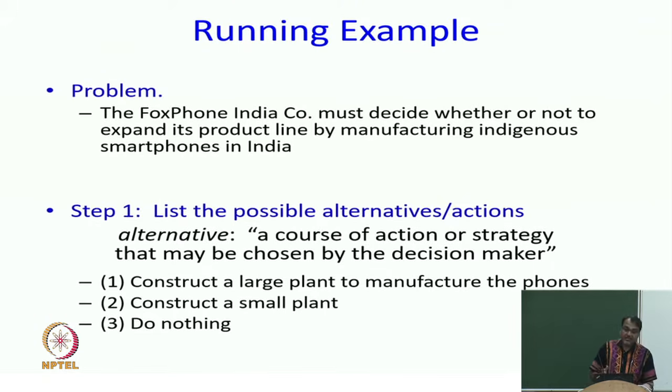An alternative is a course of action or a strategy that may be chosen by the decision maker; it is in the decision maker's control. Let us say you have three options: build a large manufacturing plant to build lots of these smartphones, build a small manufacturing plant, and do nothing, just chill. Now, we have listed all the possible actions.